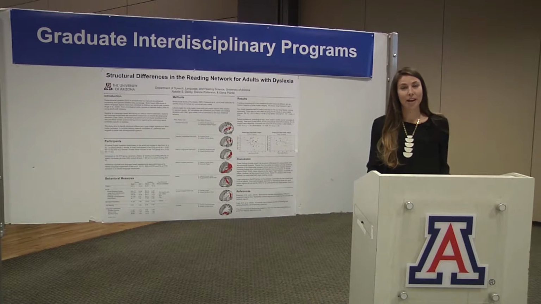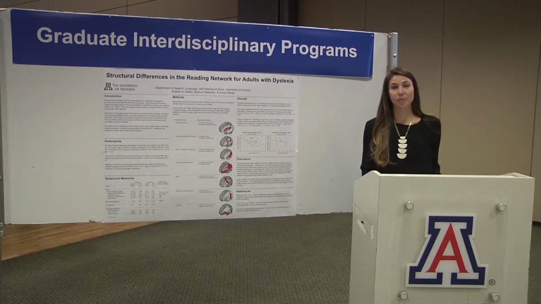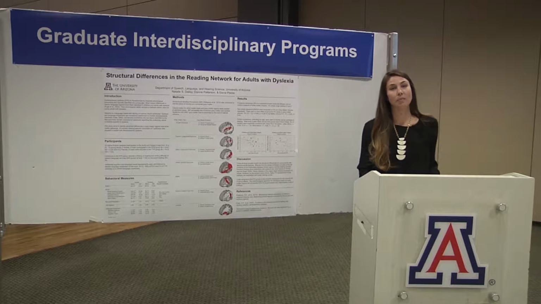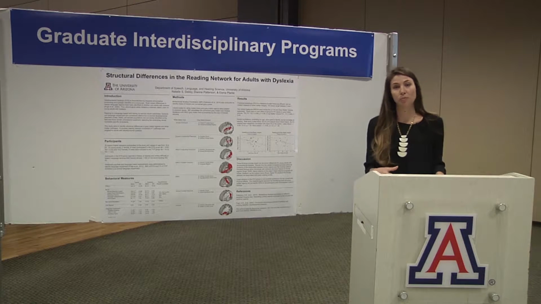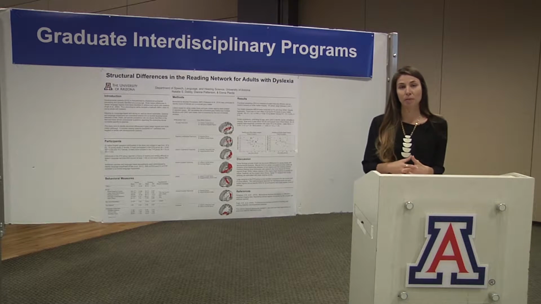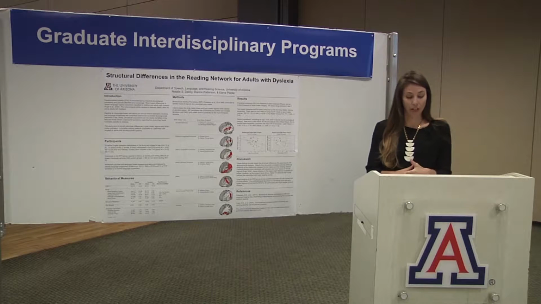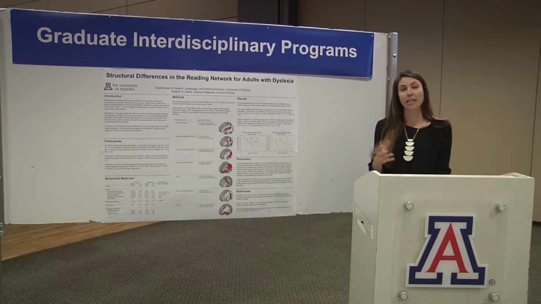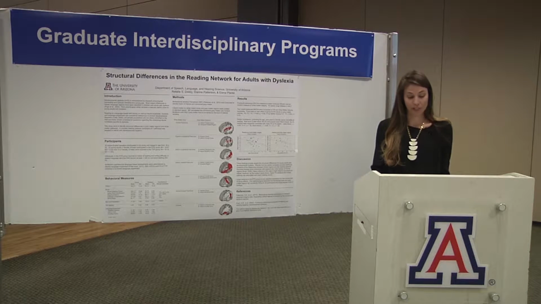My research looks at how the brain is different in individuals with dyslexia or reading impairments. Structural differences in the brain can occur in either the gray matter regions, which is what most people think of when they think of the brain, but it can also occur in the white matter pathways, or the fibers that connect the various gray matter regions.